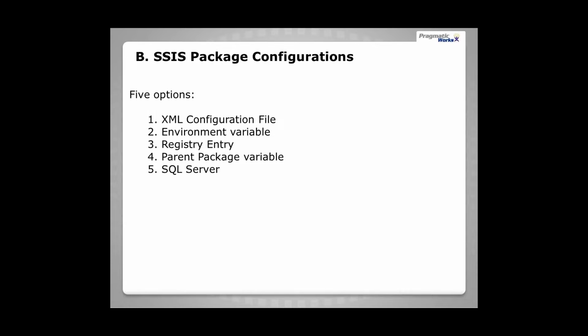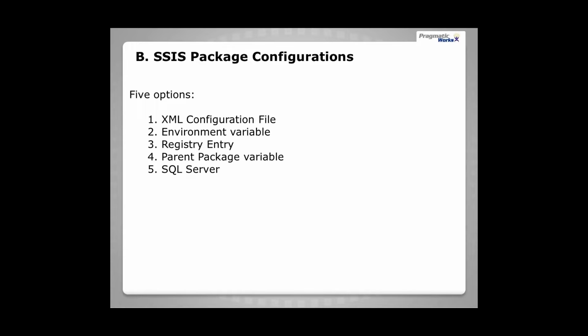The second topic is SSIS package configurations. For those of you who are not aware, you can make all your data source connection managers and several other properties of your SSIS packages dynamic using SSIS package configurations. And there are 5 different options for how you can make them dynamic. One of them is the XML configuration file. You can also use an environment variable, which is a server environment variable. You can also use registry entries. You can use parent package variables. And you can use the SQL Server store.